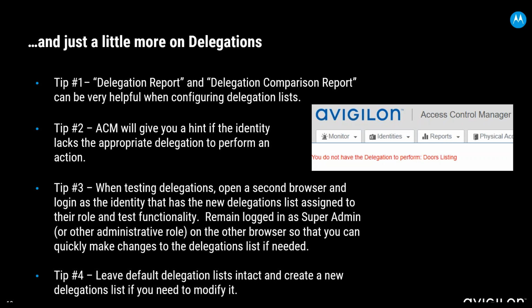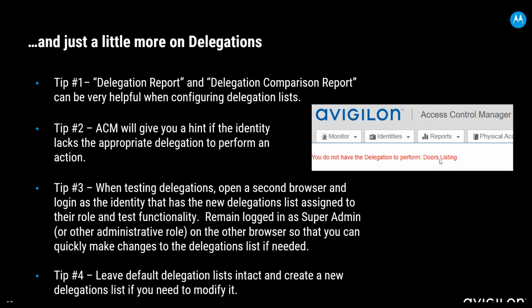Tip number 2, this is probably the most important. I probably should have made this tip number 1. ACM will give you a hint if the identity lacks the appropriate delegation to perform an action. So if you create a new delegation list, assign it to a role, assign it to an identity, that identity logs in and tries to perform some task, and they are unable to do it, then we're going to tell you right here. Well, I shouldn't say a pop-up, but you're going to get a message in the top left-hand corner that tells you exactly which delegation you need.